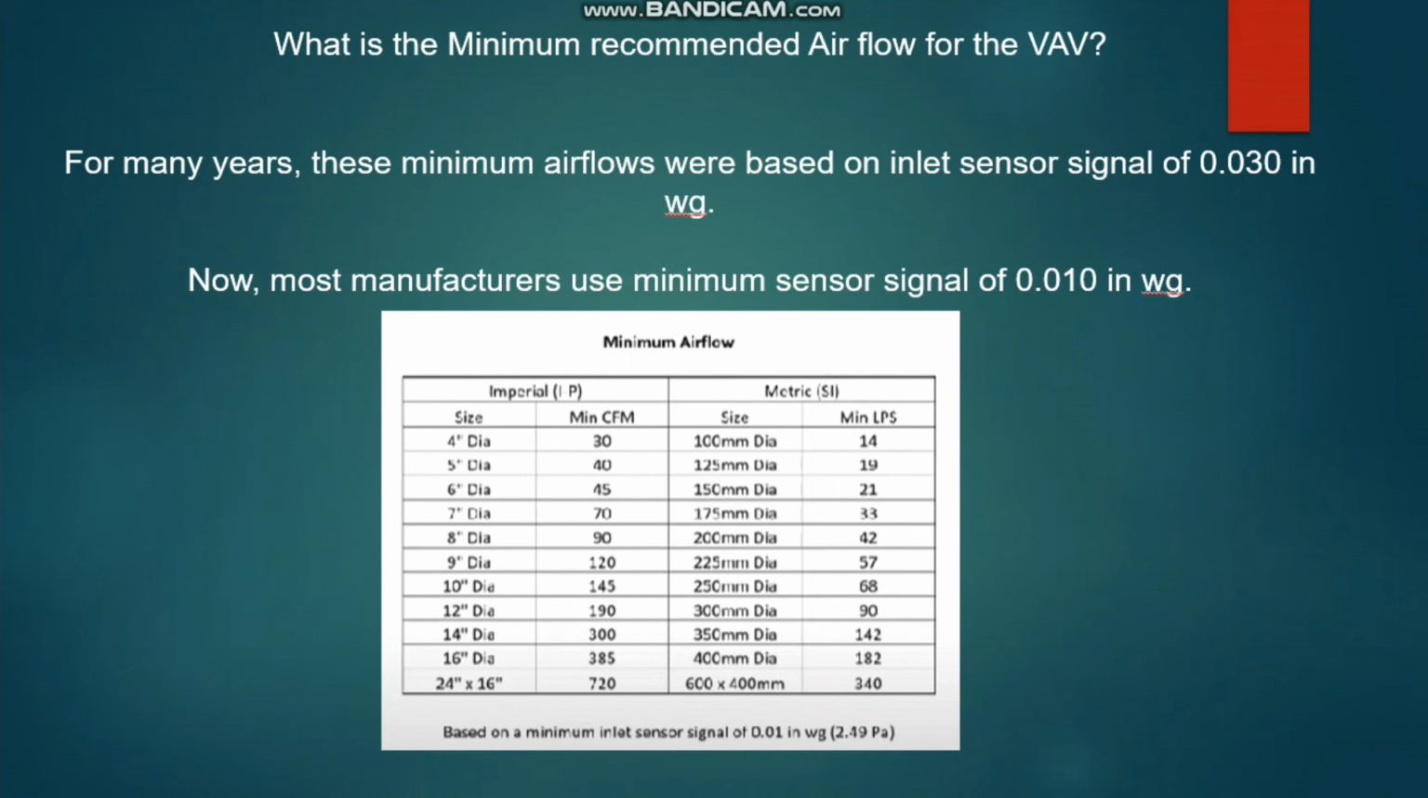So the first question is, what is the minimum recommended airflow for the VAV? For many years, this minimum airflow was based on an inlet sensor signal of 0.03. In the last example we saw 0.08 and got an answer. For many years we were using 0.030 inch of water column, and now most manufacturers use a minimum sensor signal of 0.010 water column. That means the CFM can go lower.